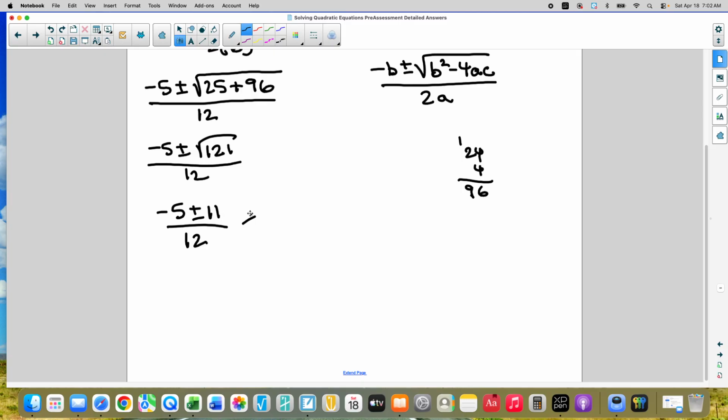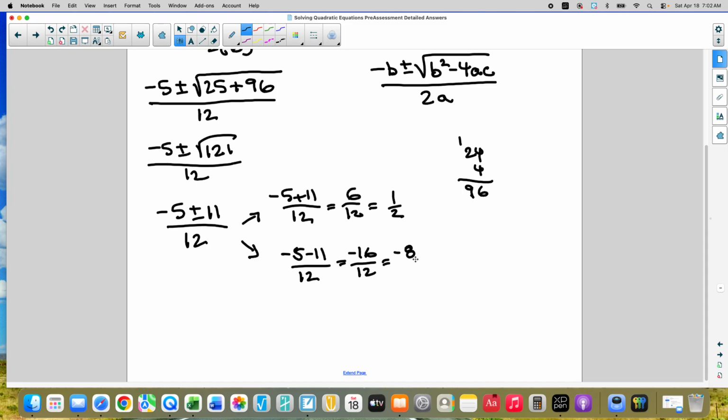And now this turns into two statements, negative 5 plus 11 over 12 and negative 5 minus 11 over 12. This will give us 6 over 12, which simplifies to 1/2. This will give us negative 16 over 12, which simplifies to negative 8/6, which is negative 4/3. So negative 4/3, comma 1/2. Wow, I opened up with a nice one. No whole numbers to start with.